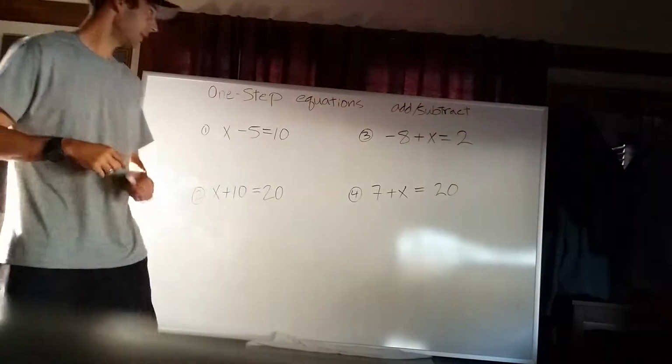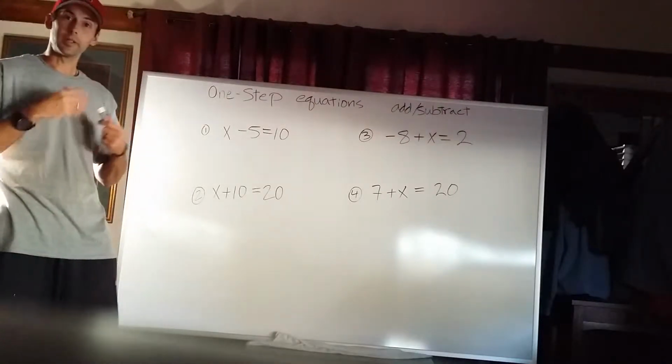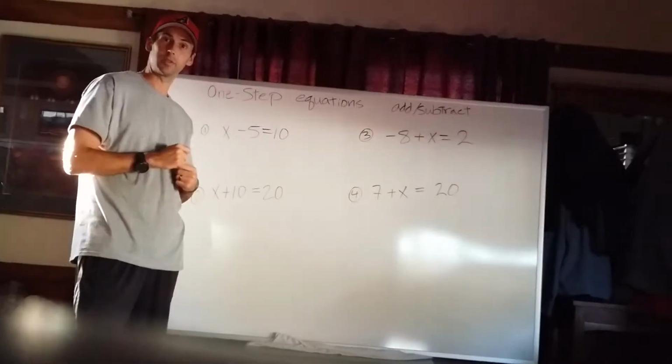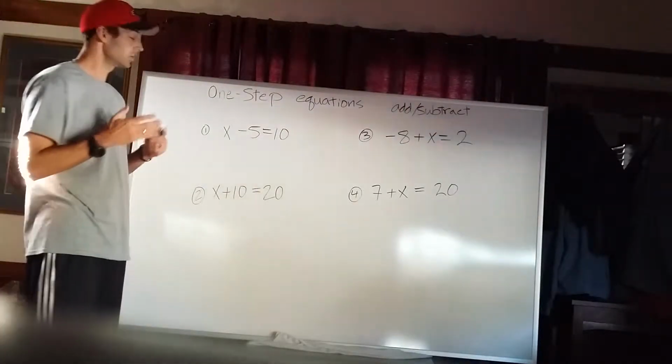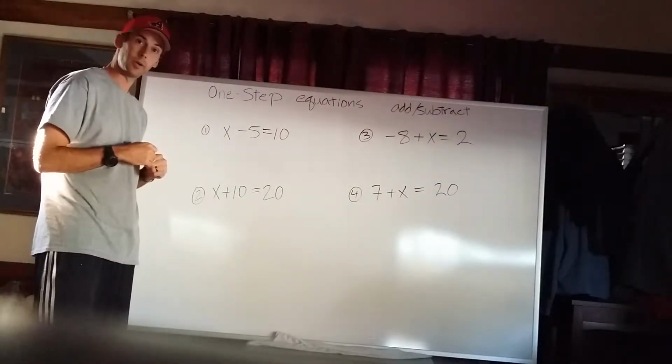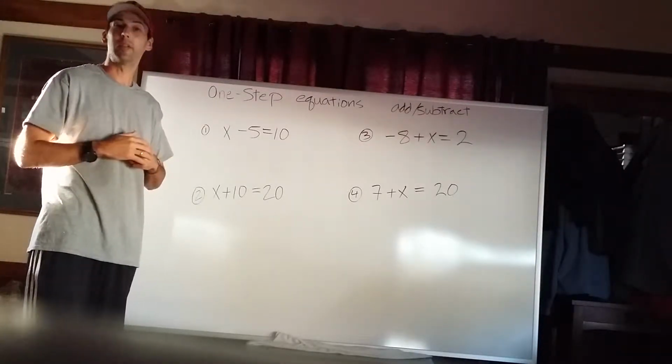Hello, and welcome to my video on one-step equations. One-step equations are equations that take one step to solve for the variable. In order to do a one-step equation, you need to first know what a variable is, an unknown, and you need to know integers, positive and negative numbers.